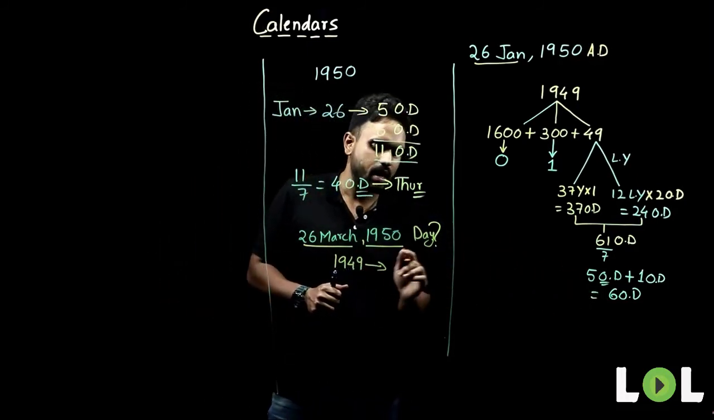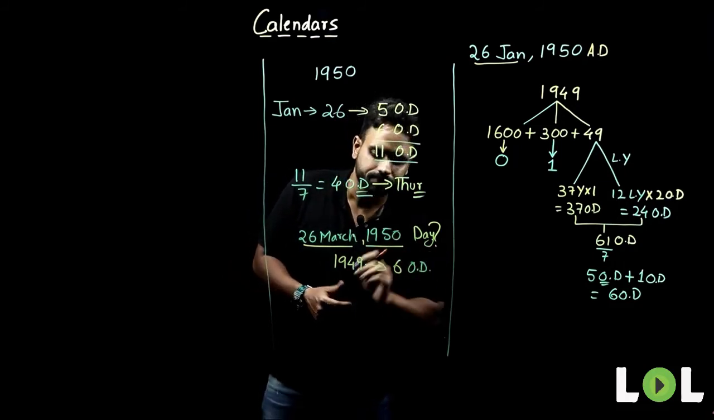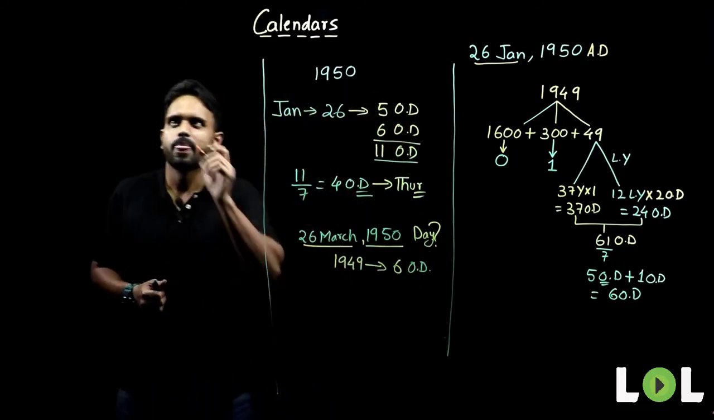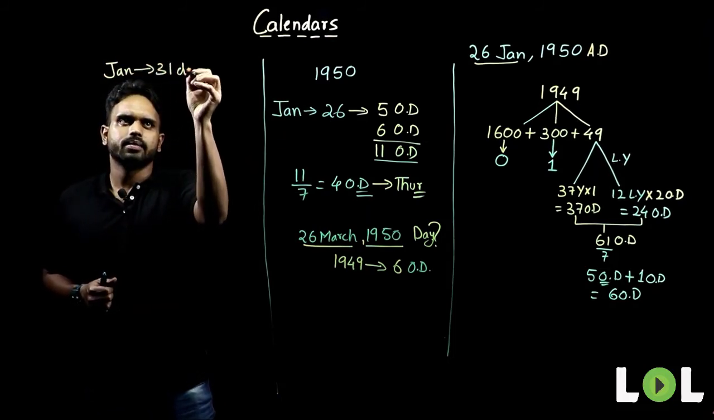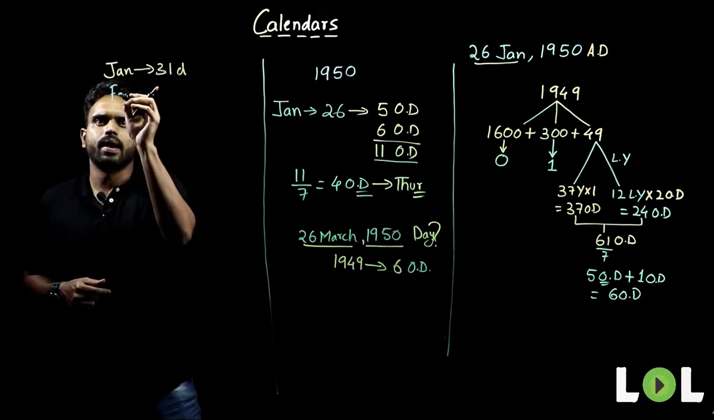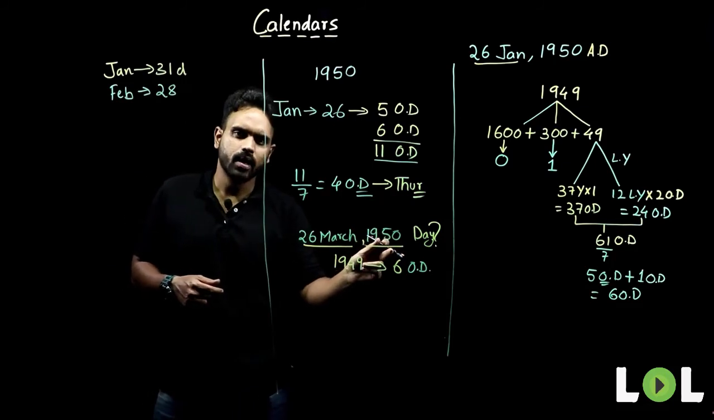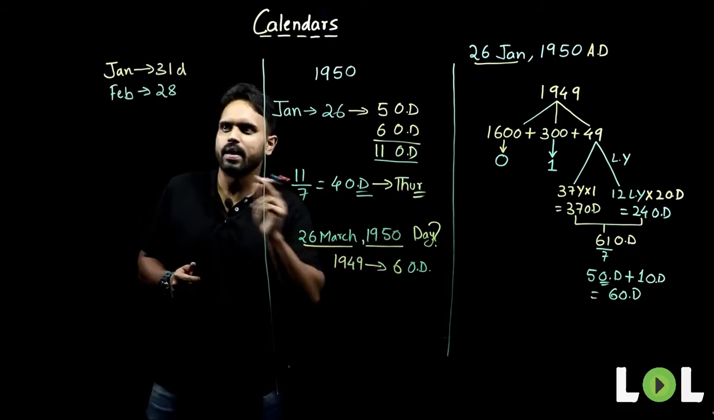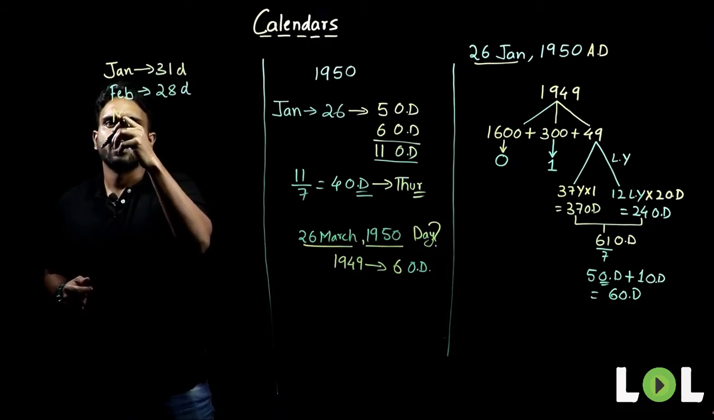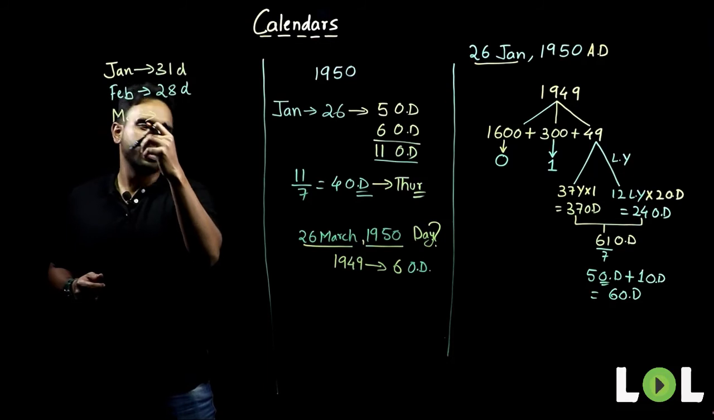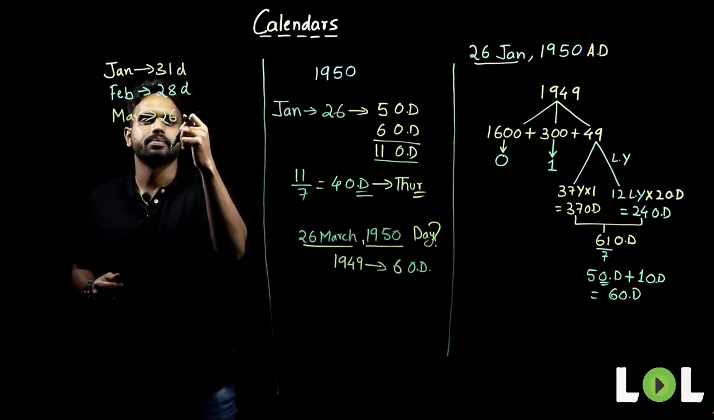I will have how many odd days? I will have 6 odd days. The question arises where? In January I have 31 days. In February I have 28 days because 1950 is not a leap year. And again in March I will have how many days? He is asking me for 26th of March, so I will stop at 26.